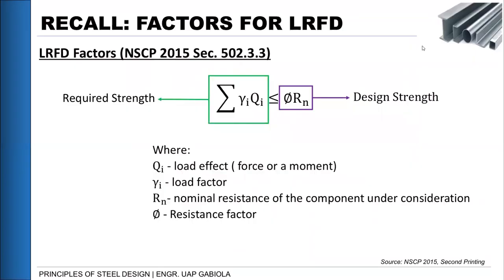Okay, so as a recall, we have here the design philosophy for LRFD, and according to LRFD philosophy, our required strength or our loading should be multiplied by a load factor to be able to magnify the loads that are acted on our member, and then it's supposed to be less than or equal to the design strength or the resistance of our section or the capacity of our section. And this value should be multiplied by a resistance factor that is normally less than 1.